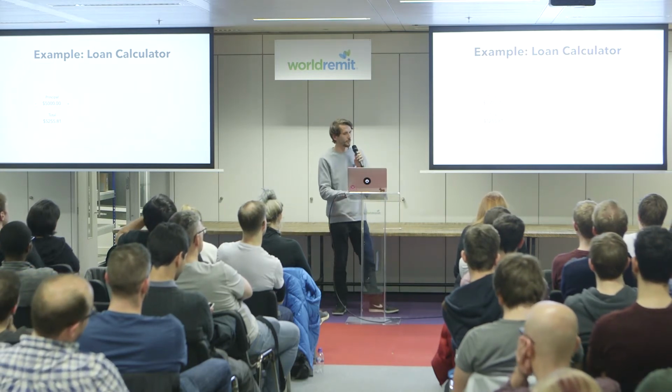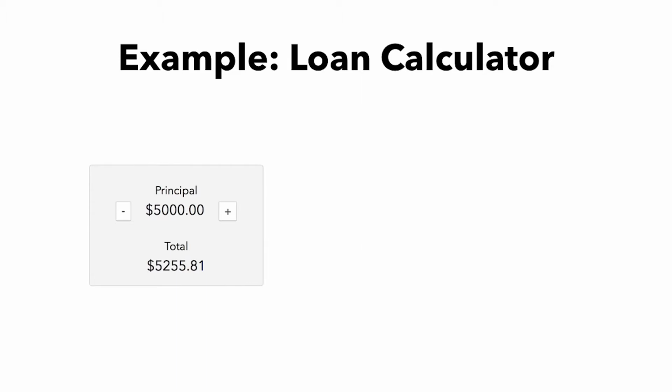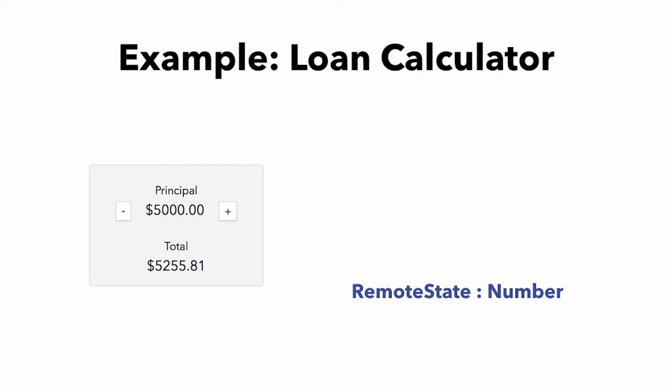When I approach UI, I like to think about what is the type of the remote state. In this little example, while remote isn't going off to the server, you can think about this total as being that remote data. So the remote state here is of type number. Then I think about what is the UI state that I want to represent, and in this case, it's going to be the principal, that 5,000 in the middle there, and that again is a type number as well.